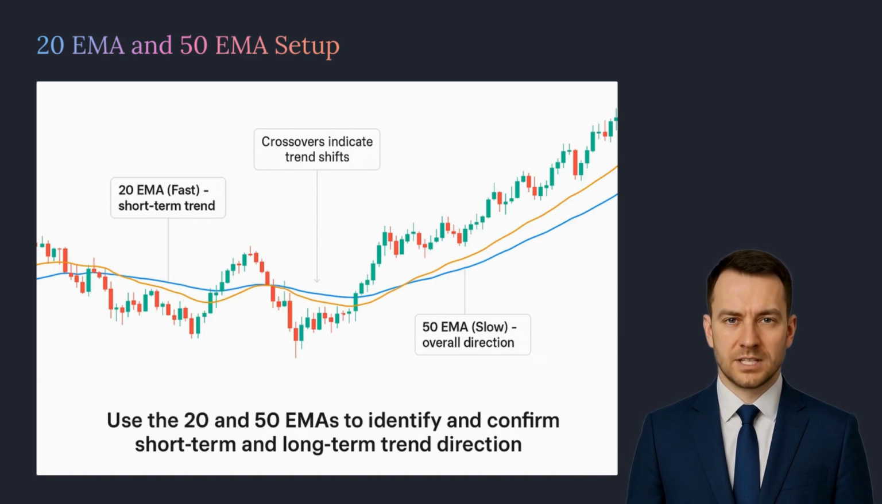When the 20 exponential moving average is below the 50 exponential moving average, the trend is bearish, a downtrend. We will use these EMAs primarily as a trend filter and dynamic support/resistance on pullbacks.